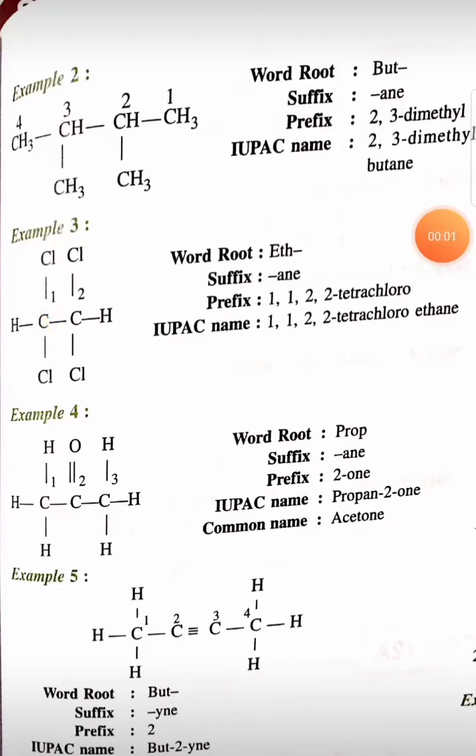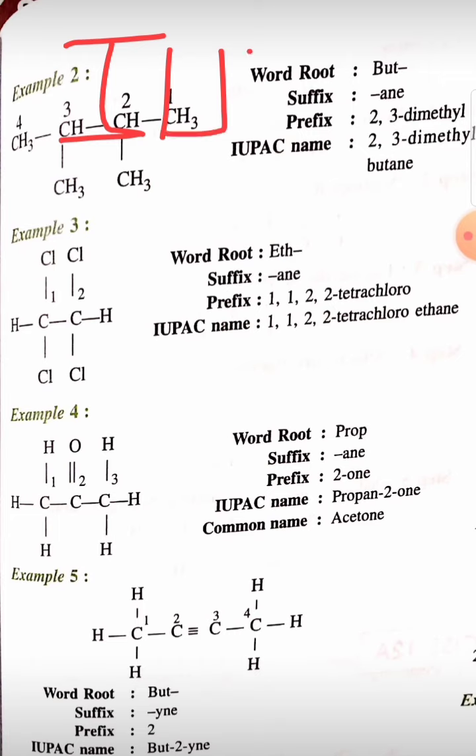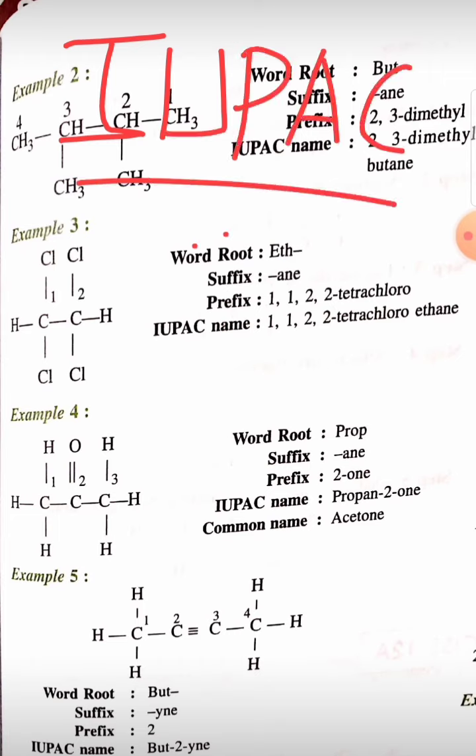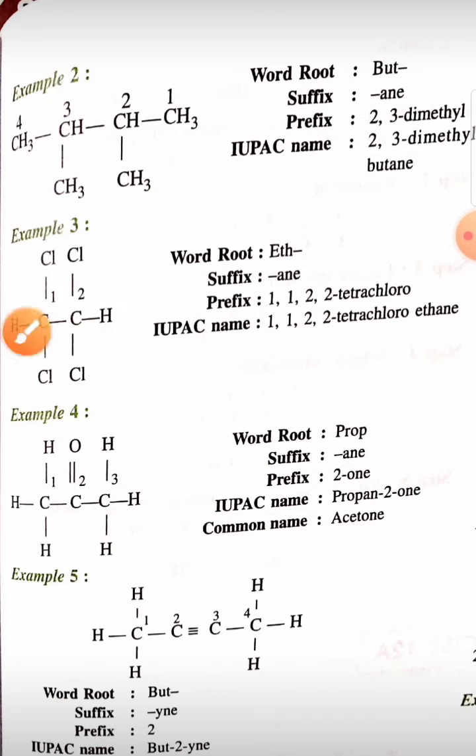Okay, students, in this class we are going to learn about IUPAC nomenclature. IUPAC stands for International Union of Pure and Applied Chemistry. According to IUPAC, we are going to learn the naming of certain organic compounds. So we have some examples.